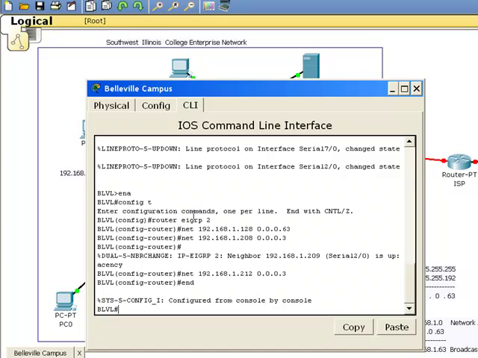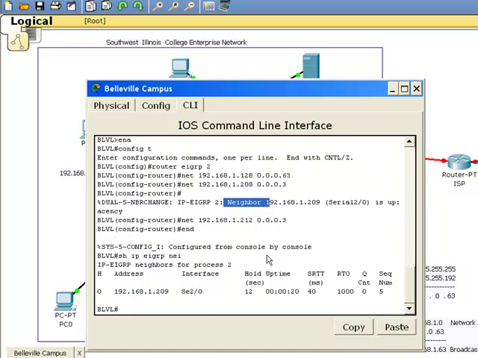Now notice here I've got a neighbor. There's a nice little command, show ip eigrp neighbor, and it shows me who I'm directly connected to and who I have an adjacency with. So this is a nice little troubleshooting command so I can remember who my neighbors are supposed to be.